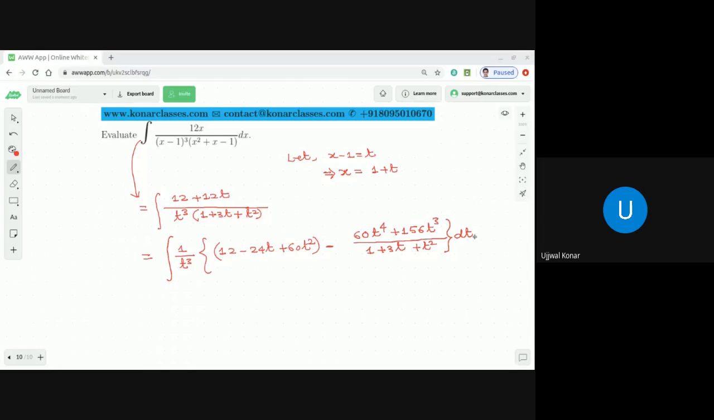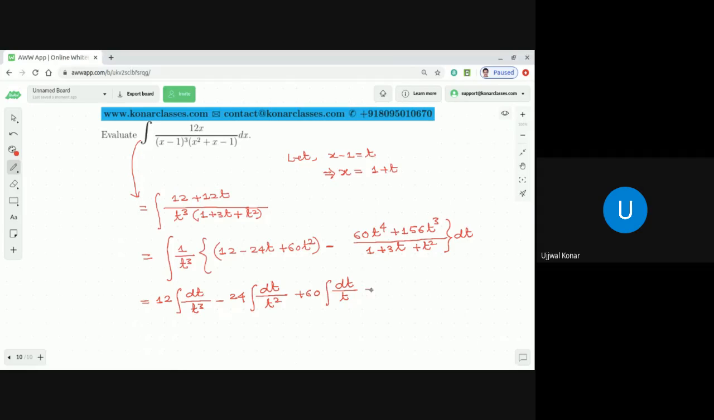After that, what will you do? We will multiply with this 1 by t cube. So what will you get? 12 into integration dt by t cube, correct or not? Minus 24 into dt by t square, plus 60 into dt by t. Integration dt by t. All these things you will be able to do, no?